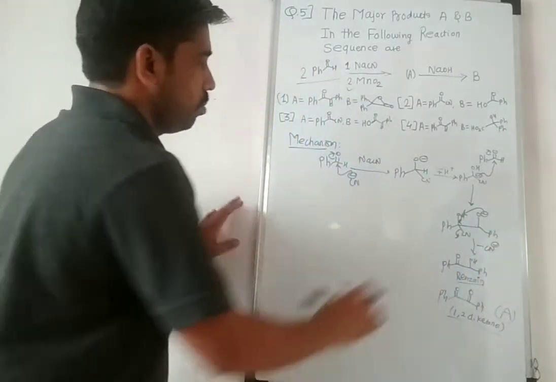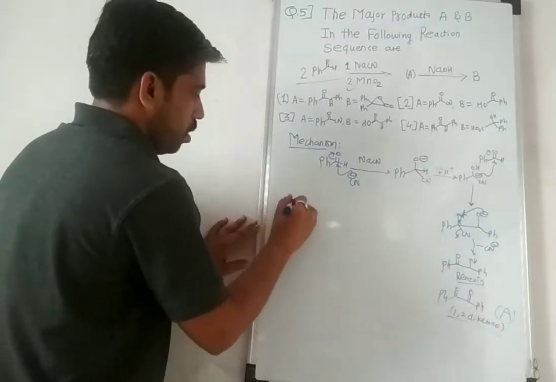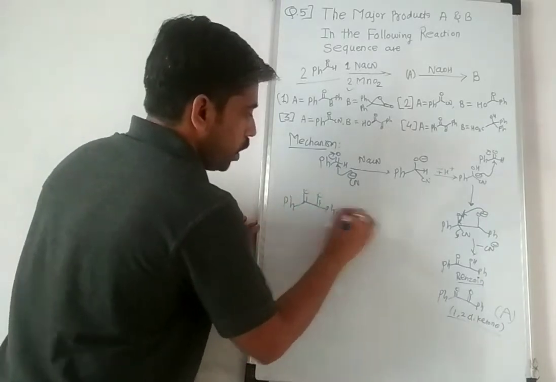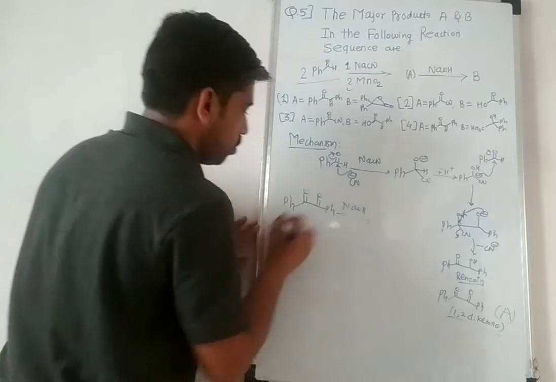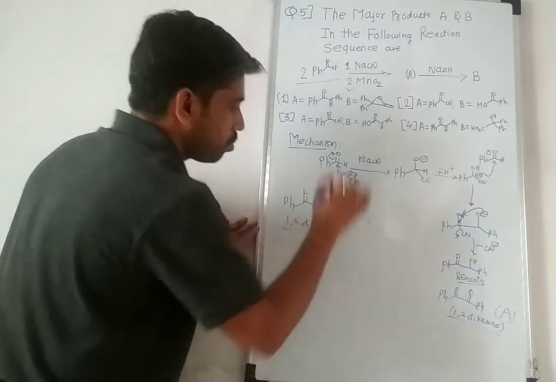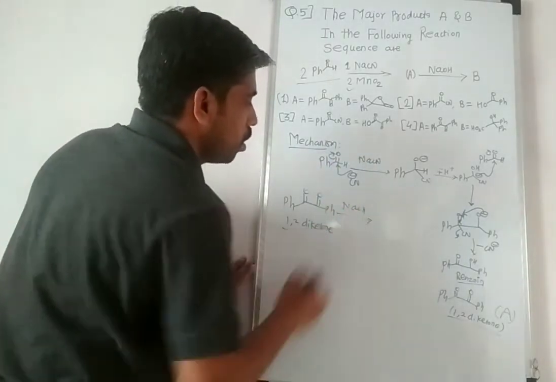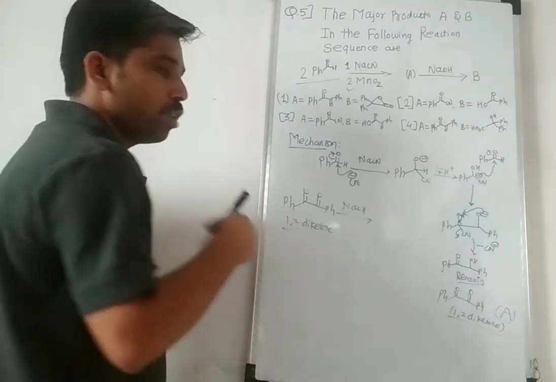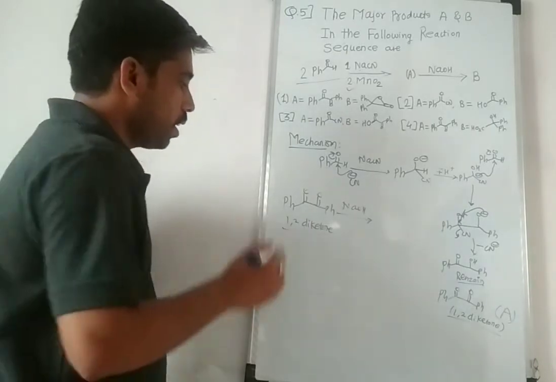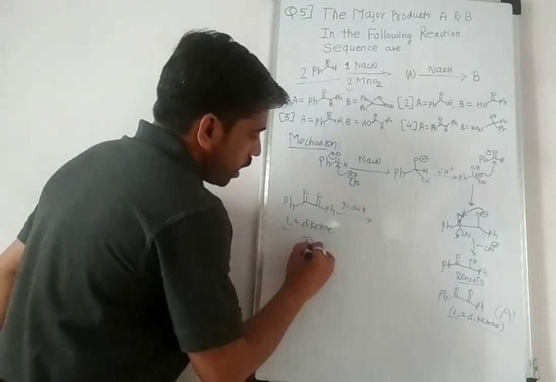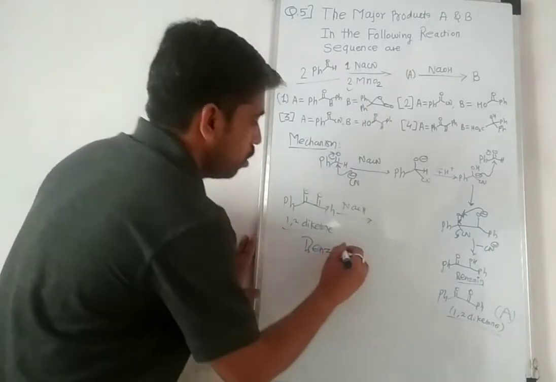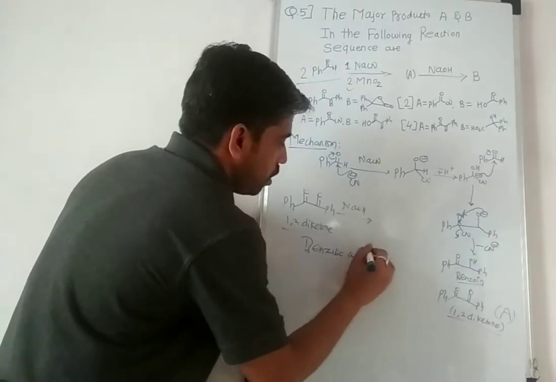Now, further reaction of A, the 1,2-diketone, with sodium hydroxide is a base catalyzed reaction of the 1,2-diketone to the corresponding salt of an alpha hydroxy carboxylic acid. This reaction is the benzilic acid rearrangement.